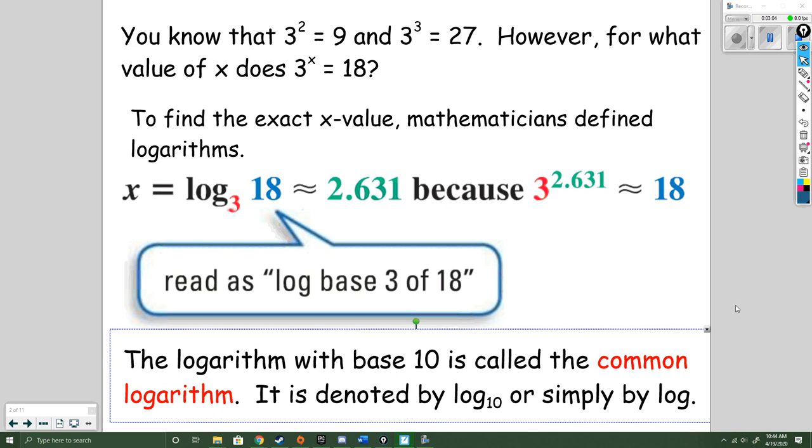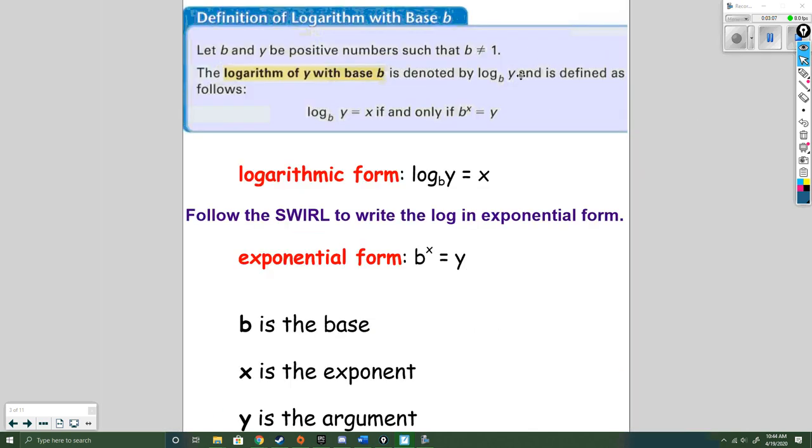Oops. Clicking on a bunch of stuff. There we go. Okay, so the definition of logarithm with base b. Let's say b and y are positive numbers such that b isn't 1. The logarithm of y with base b is denoted by log base b of y, and it's defined as follows. We could rewrite our logarithm as an exponent. So log base b of y equals x. We could rewrite this and say b to the x power equals y.